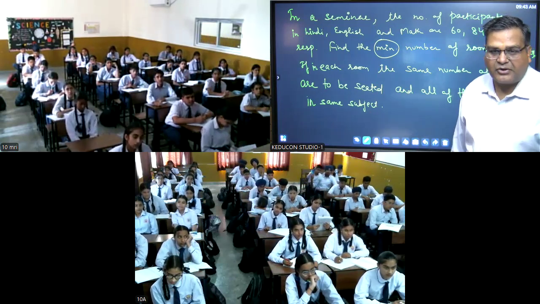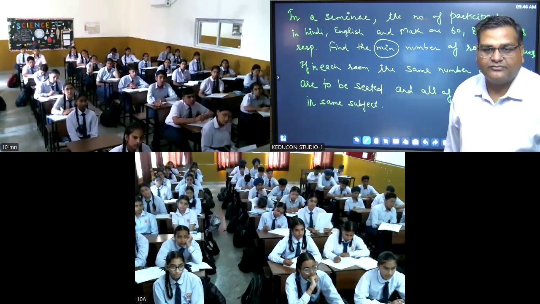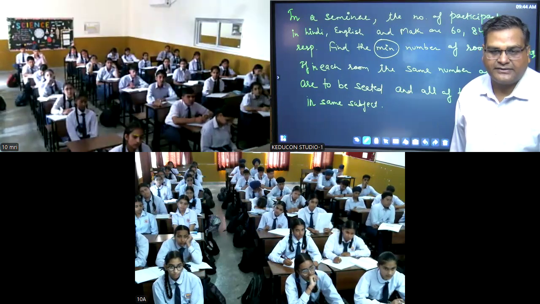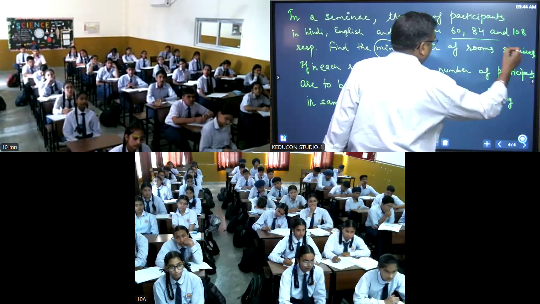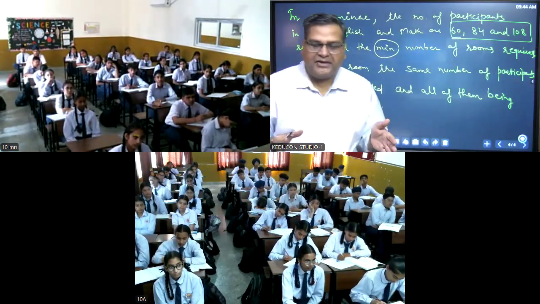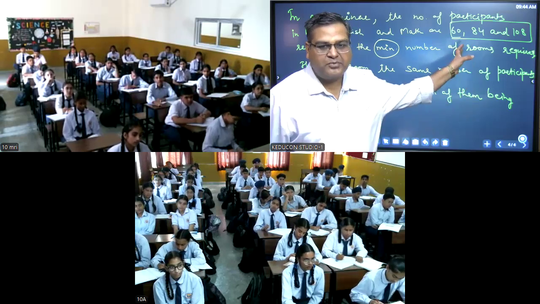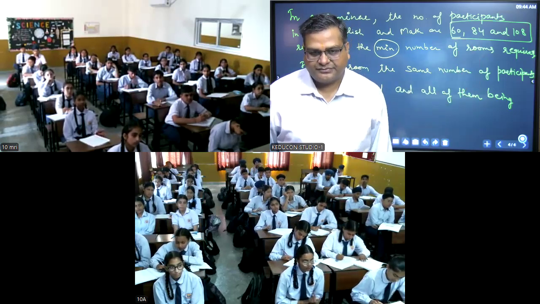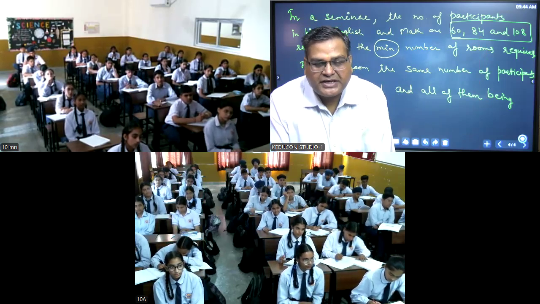Why? Because when you are sitting the person in each room, what you have to find, what will be the HCF of these three numbers, so that in every room there are same number of participants and each person should be of the same subject. Have you understood question or not जी? Confusion क्या है यहाँ पे?